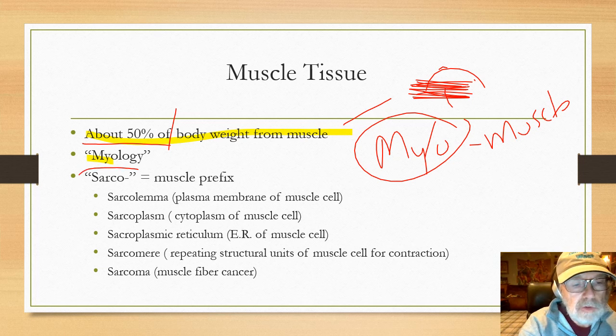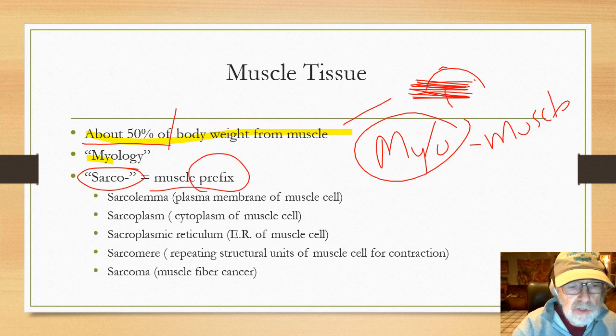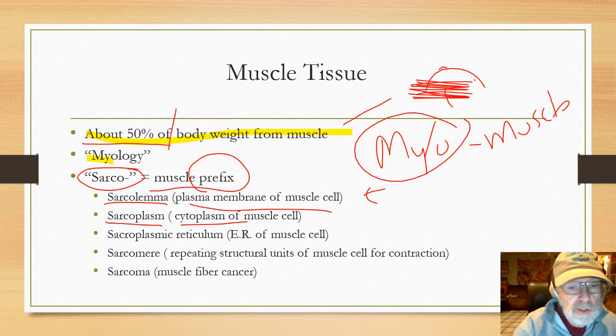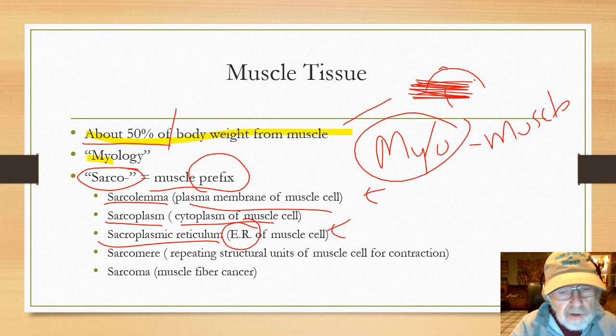We also have a word root that can be used as a muscle prefix, which is sarco. Sarcolemma is basically the cell membrane or the plasma membrane of a muscle cell. Sarcoplasm is the cytoplasm of a muscle cell, the fluid inside. Sarcoplasmic reticulum is basically the endoplasmic reticulum of a muscle cell, which, if you haven't taken A&P or cell biology, are small little channels inside the cytoplasm of the cell.